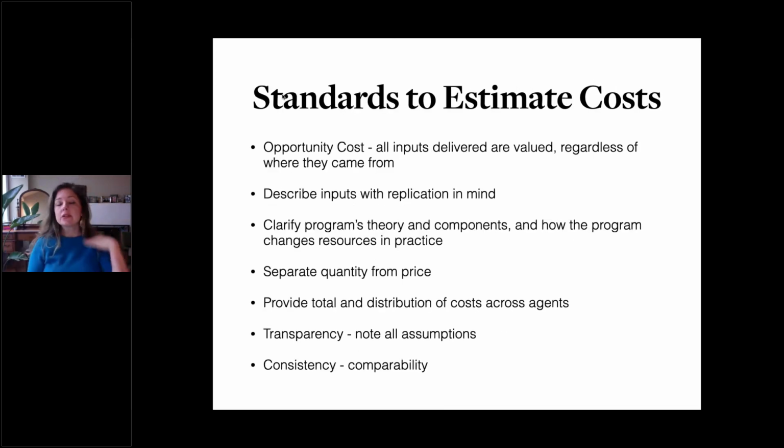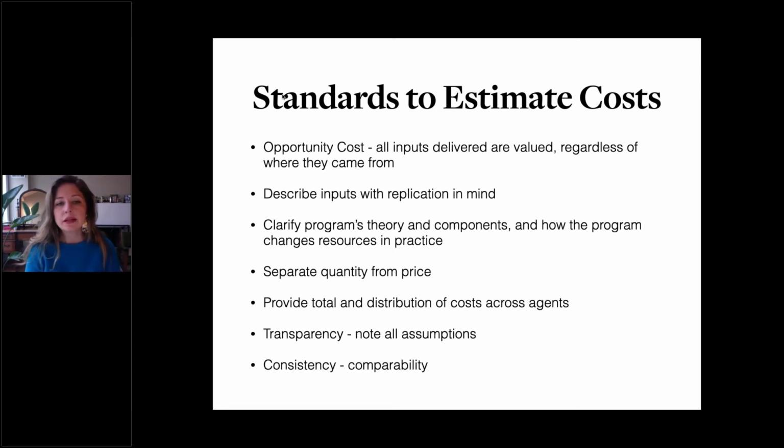There are standards available to estimate costs. These are listed in the textbook, but they're available just generally also through other work. We do recommend this perspective of opportunity cost and meaning that all inputs, right? Because we're thinking about replication. We're thinking about producing an outcome, producing an effect, and the resources that go into producing that effect. So that sort of production function mind frame is going to be throughout what we talk about today.